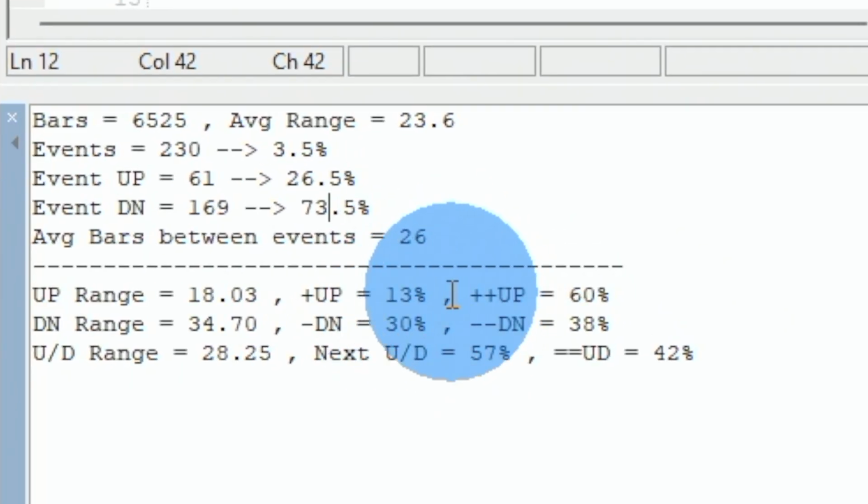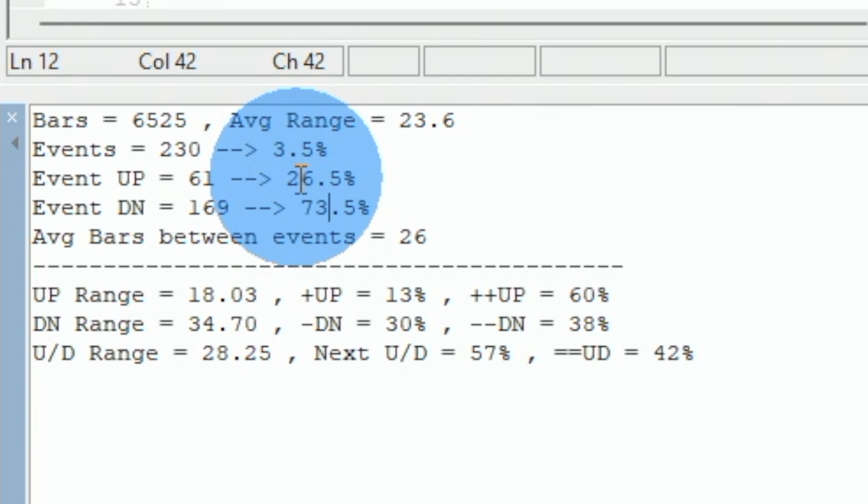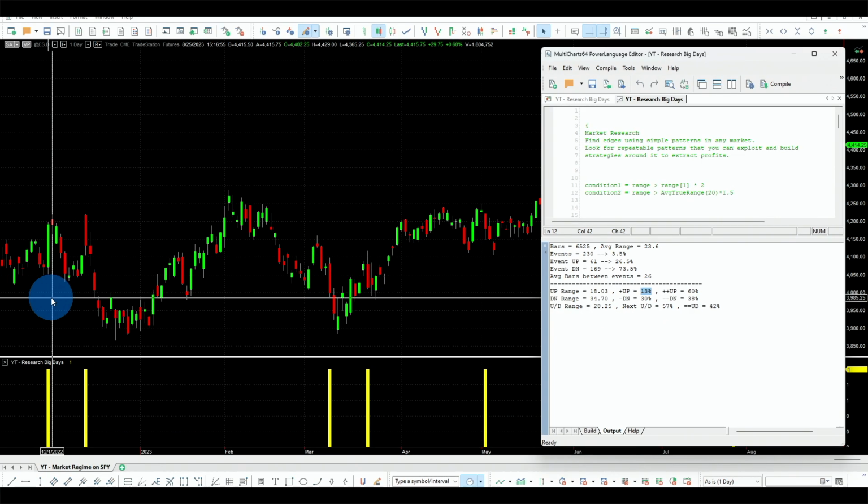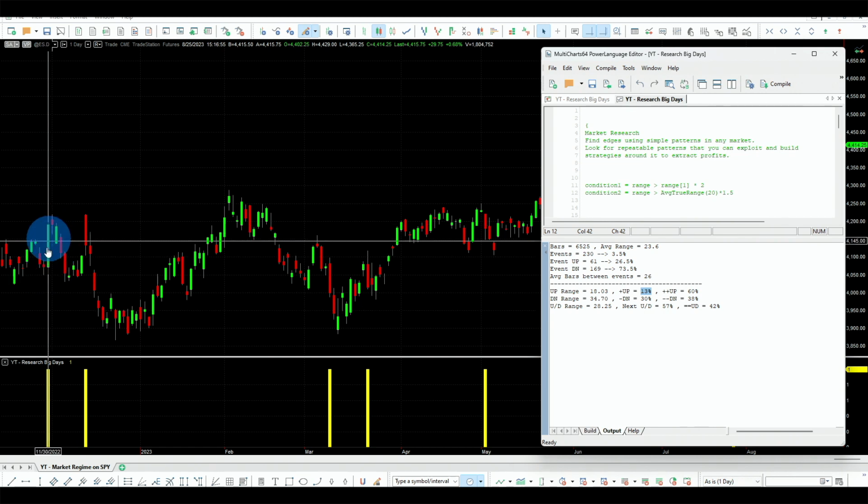This is an extremely nice stat, which is if we have an up day, the probability that the next bar is up is 13%. That means if we have a bar like this tall green bar, this is a huge range day and it is up, closing up. The probability that the next day is up is only 13%, which tells me that there is an 87% chance that the next day is a down day. So imagine having that knowledge when you are trading.